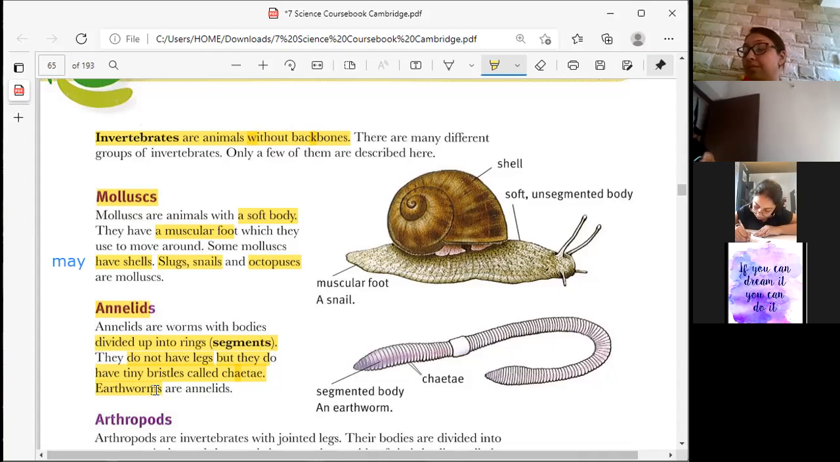Ma'am, the second point is do not have legs, but they have tiny bristles. Yes, second is do not have legs but have tiny bristles, and you can write the name of the tiny bristles. Ma'am, what's the first point for Annelids? First point is annelids have bodies divided up into rings or segments. Divided up into rings or segments also if you write is fine.